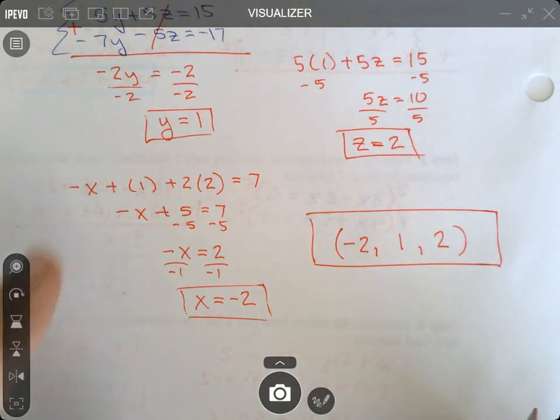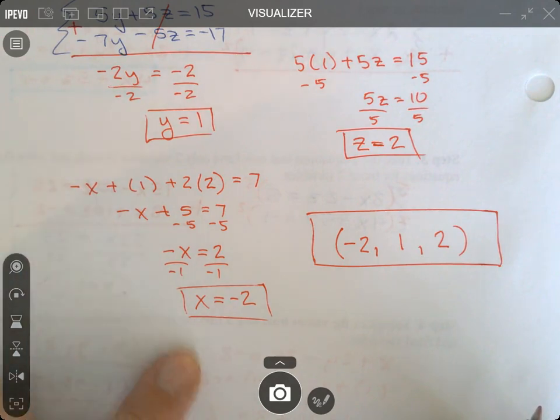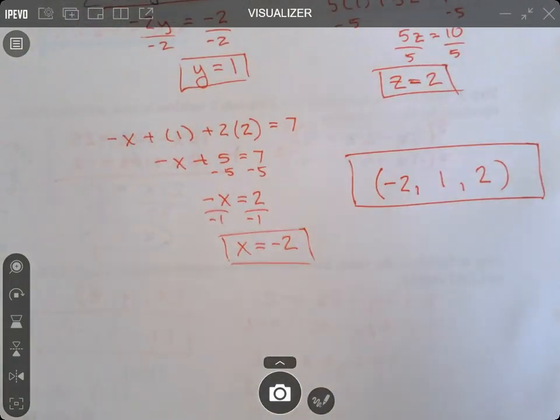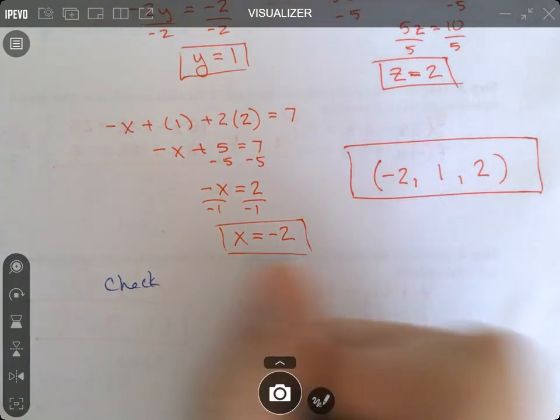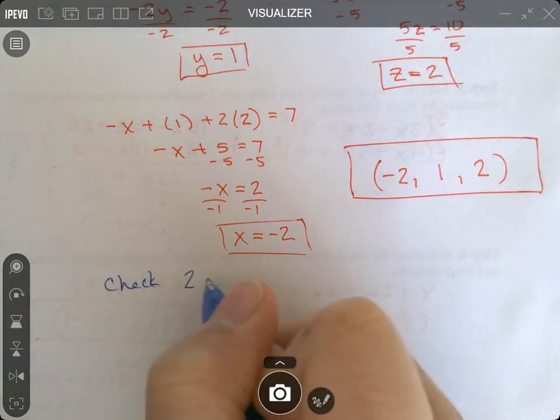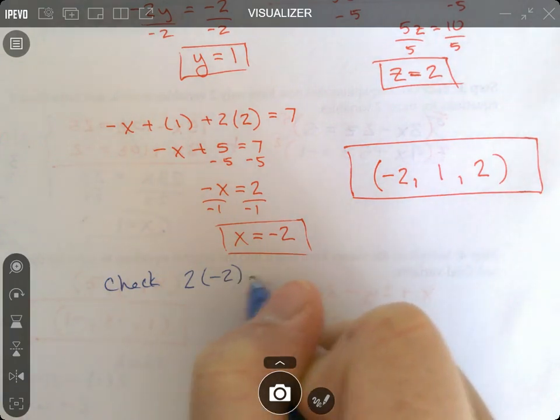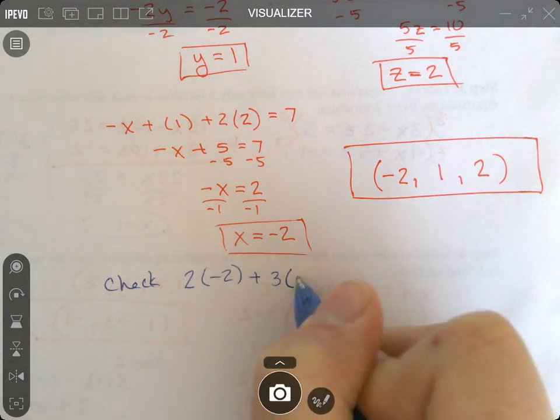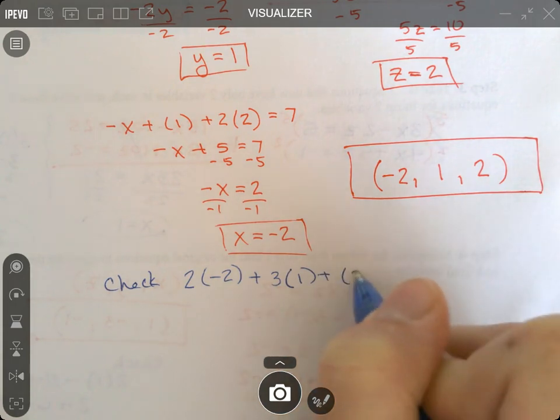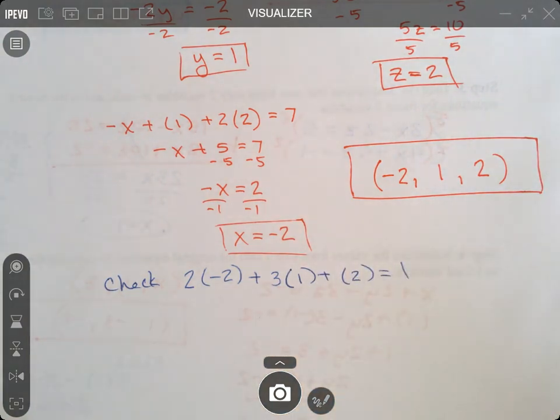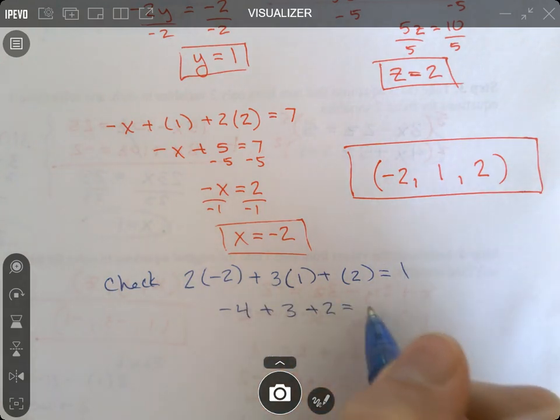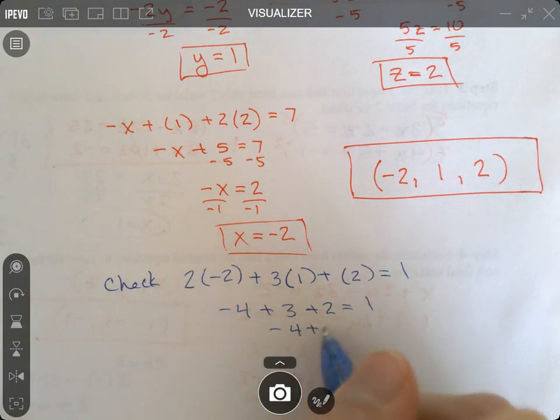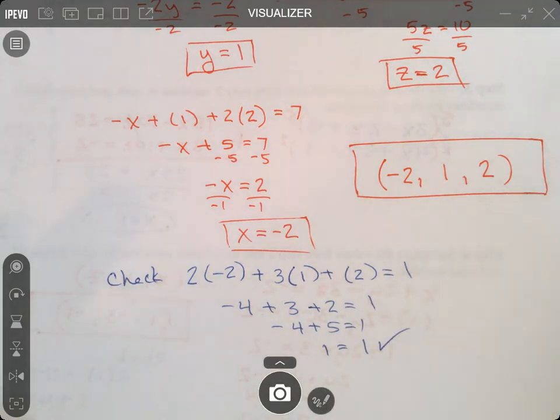Plug it in. Now, if I use the first equation to find X, I'm going to go to the second or third equation. So I'm going to go to the second equation. I'm just going to read it off at the top of my paper. It is 2 times X, which is negative 2, plus 3 times Y, which is 1, plus Z, which is 2, equals 1. So we're trying to see if it's a true statement. Negative 4 plus 3 plus 2. Does it work? Negative 4 plus 5. Yep. So I'm happy with my answer. I have checked it.